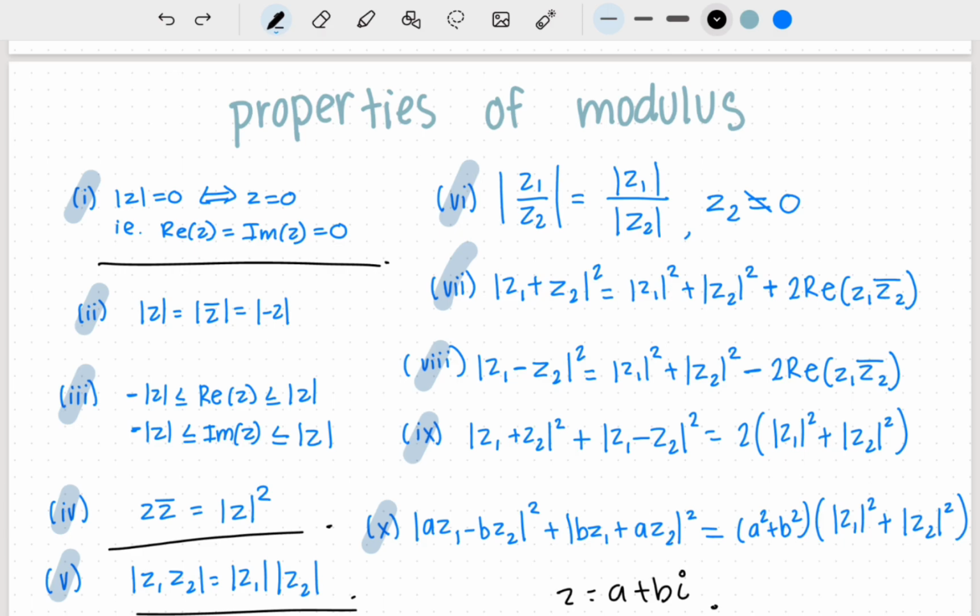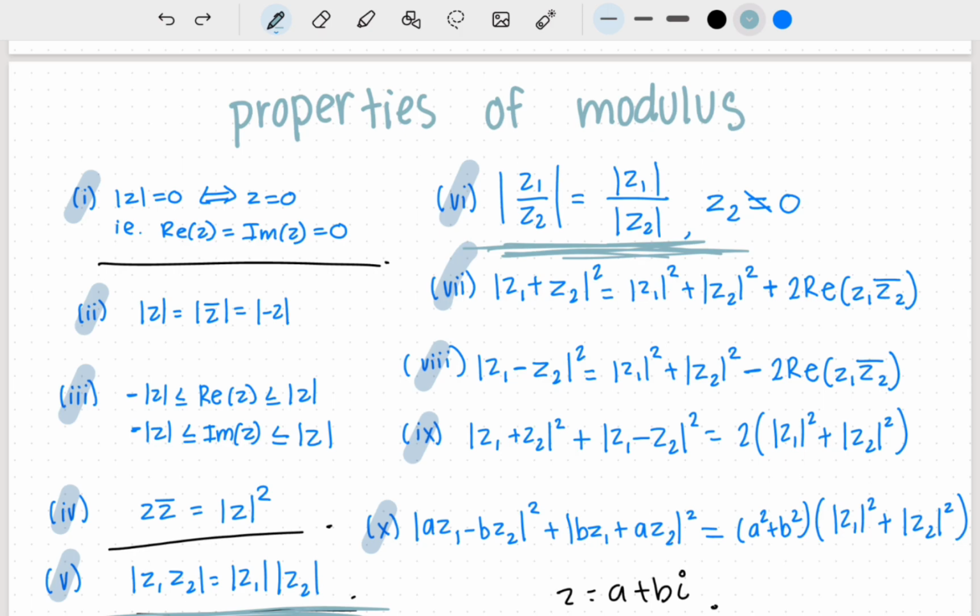But one thing I want to note is that it comes down to this property and this property. So you see that they kind of have something in common. For example, we actually proved this one. It says that the modulus of z1 times z2 is equal to the modulus of z1 times the modulus of z2. And this one says the modulus of z1 over z2 equals the modulus of z1 over the modulus of z2, where z2 is not 0.